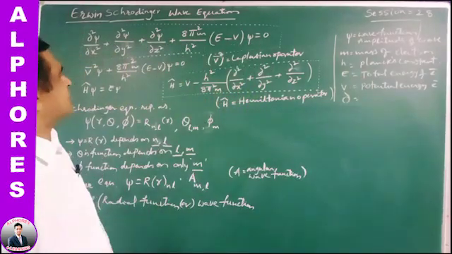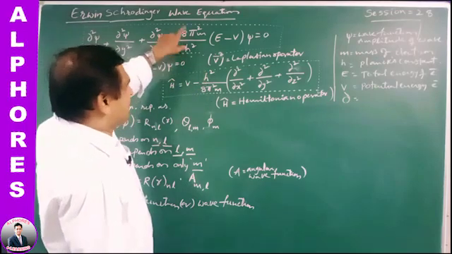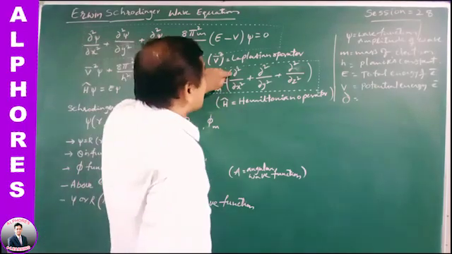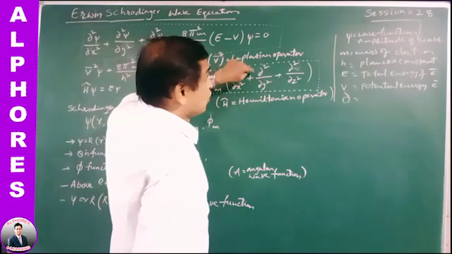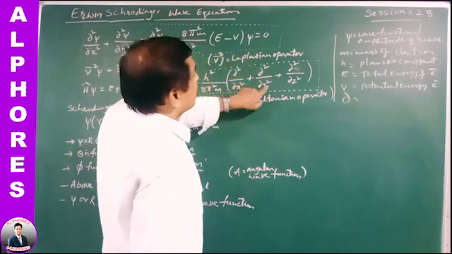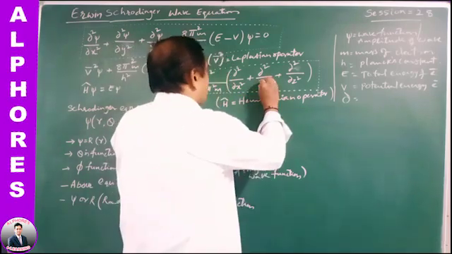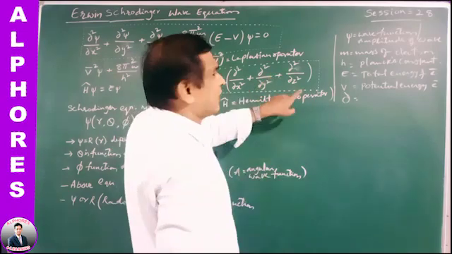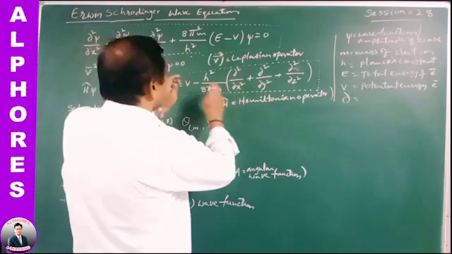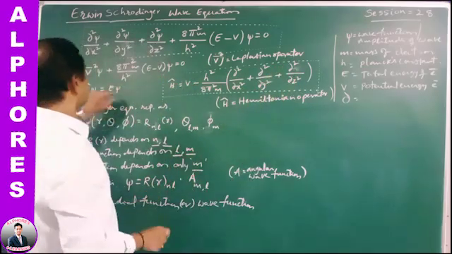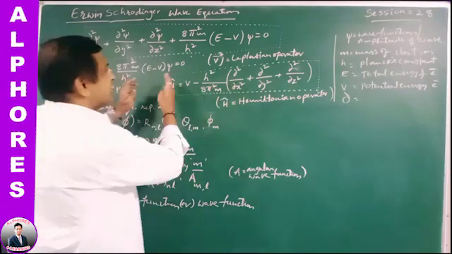H is given like this: H equals V minus h squared by 8 pi squared m into (dou squared by dou x squared plus dou squared by dou y squared plus dou squared by dou z squared), okay, that means psi. So the psi factor is given like this. So that is H psi. This H psi is taken as a common factor.